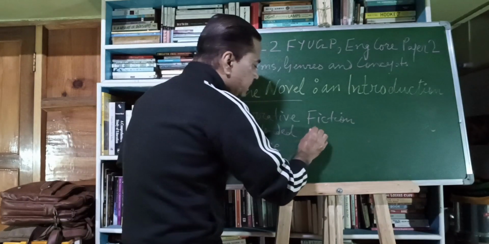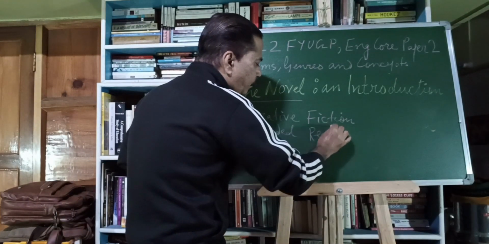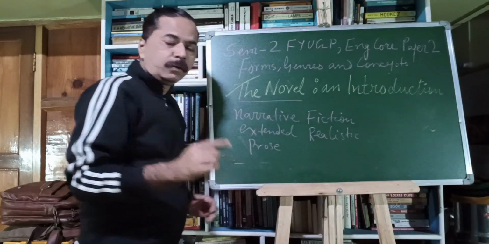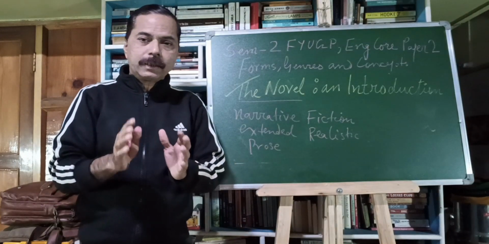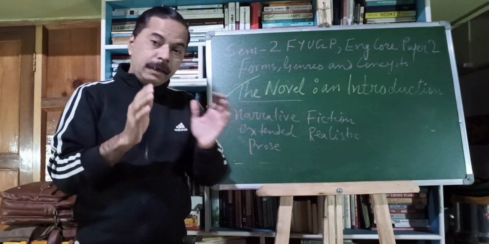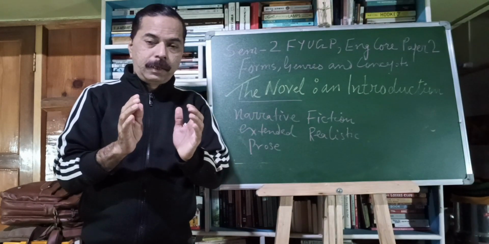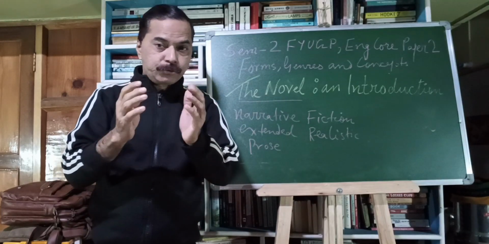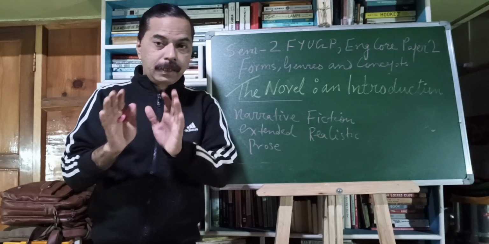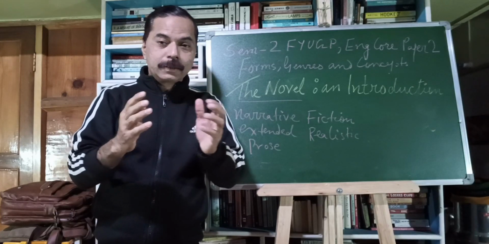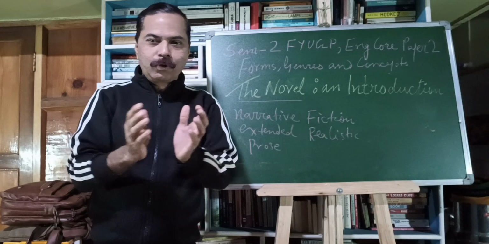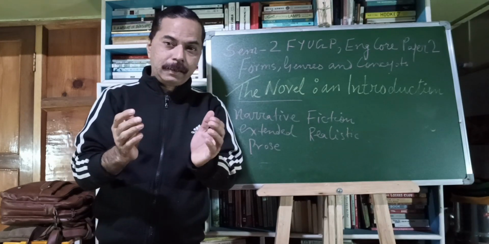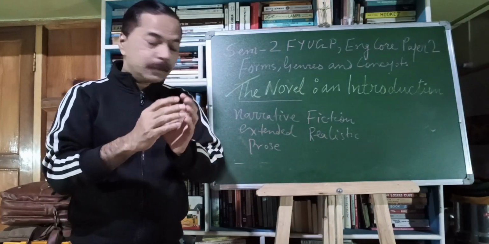Then it is realistic. The novel may not be an account of what has actually happened, but it represents life. It is not incredible, it is not fantastic, it is not supernatural. It is representative of real life. So it tells, you can say, probable lies. So the novel tells us of things which have happened and which can happen at any time. So in that sense, it is realistic.